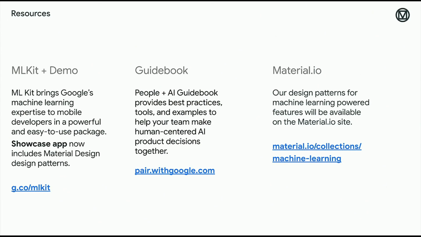OK, real quick recap on some of the resources to actually help you implement. ML Kit and all of the dev docs and the demo that is really specific to Material Design is available on the ML Kit site and on GitHub. For those of you who were at the talk yesterday, the People + AI Research team recently launched a guidebook, a really fantastic resource providing tools and best practices for designing with machine learning. That's available at pair.withgoogle.com. And of course, all of these 3 patterns are available on the material.io site in depth and in detail.